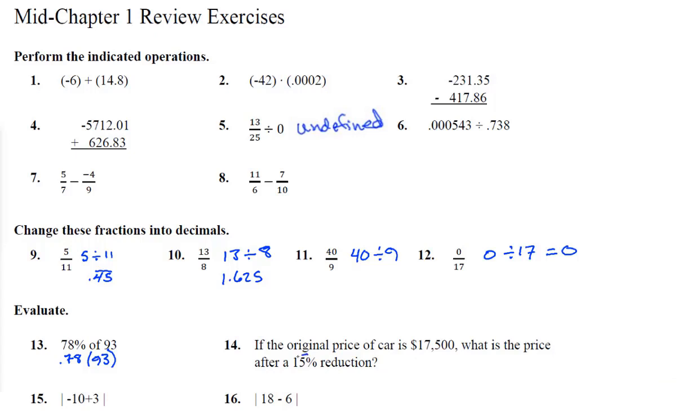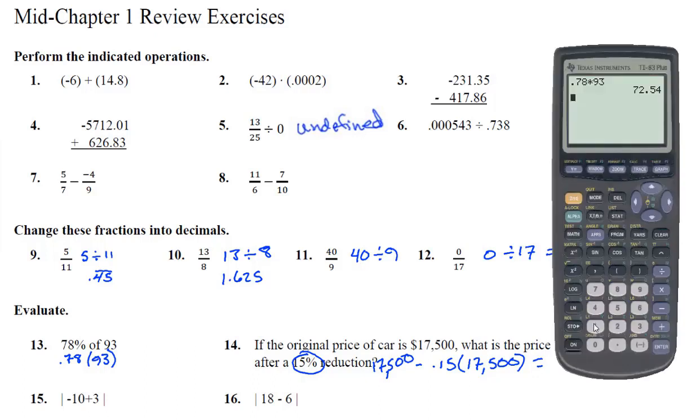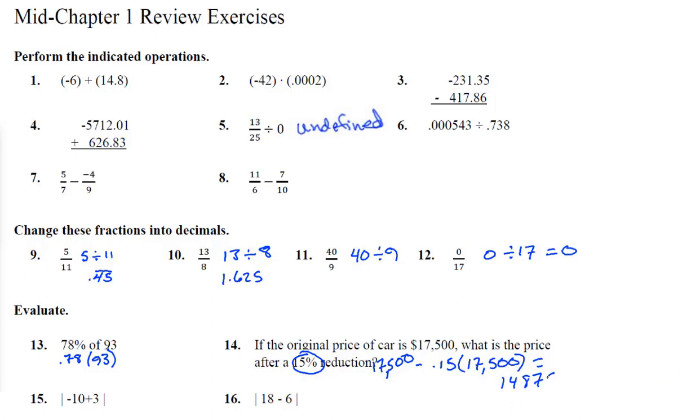14 is a little bit different. This is a 15% reduction, so you have to take 0.15 of, so 15% of the 17,500. And then you're going to subtract that from the 17,500. And this can all be done in one fell swoop on the calculator, either by 17,500 minus 0.15 times 17,500, and that gives you 14,875. Or notice you could take 17,500 times 1 minus 0.15, that's 0.85, and you get the same thing, 14,875. Okay, so dollar sign, don't forget that.